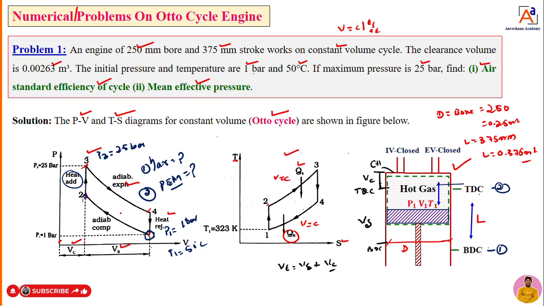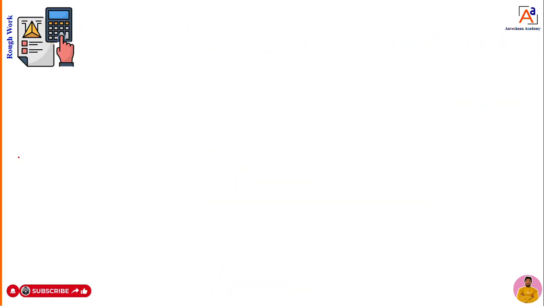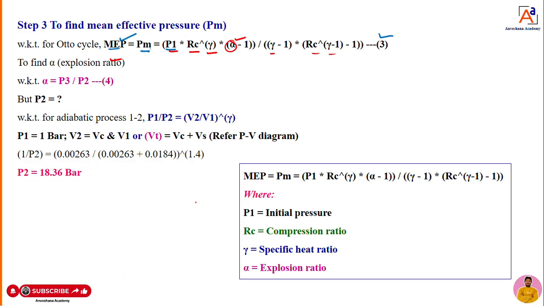Okay, so that is nothing but what? Here, P3 by P2, the explosion ratio, because as I told, explosion is going to take place here. That explosion ratio we need to consider now. So what is that equation? Alpha is equal to P3 by P2. But what is P2? P2 is given or not? No. Maximum pressure P3 is given, but P2 is not at all given.